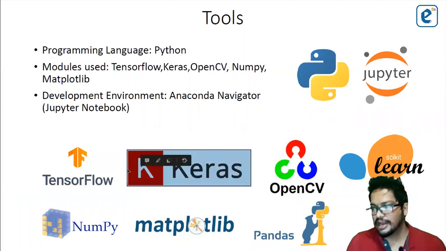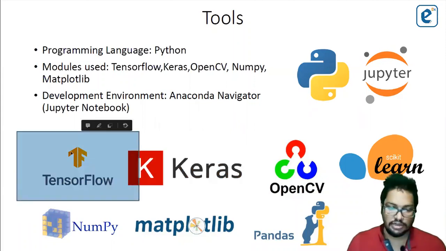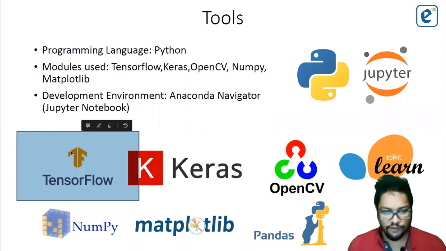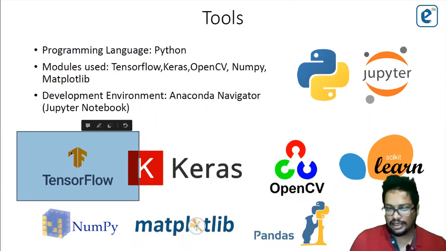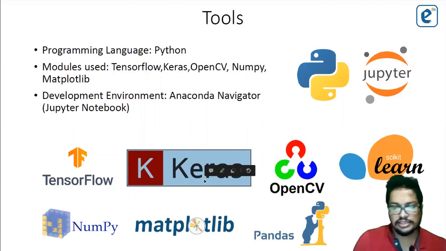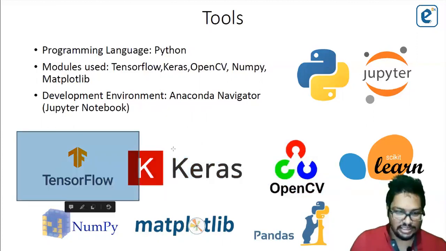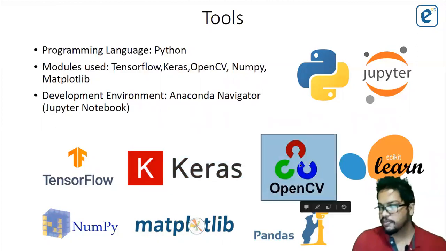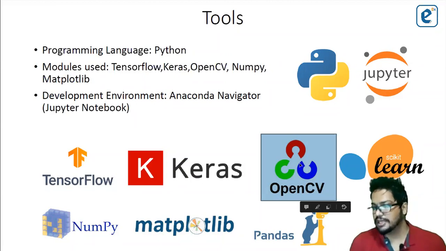TensorFlow is a deep learning module, an open source neural network implementing software platform provided by Google. And Keras is kind of an API. I will explain these things when we go to the practicals. These TensorFlow and Keras will be used to implement neural networks in Python in our practical implementations. And OpenCV will be used for our image processing based applications, image pre-processing and so on. So for image based applications, we are going to use OpenCV.